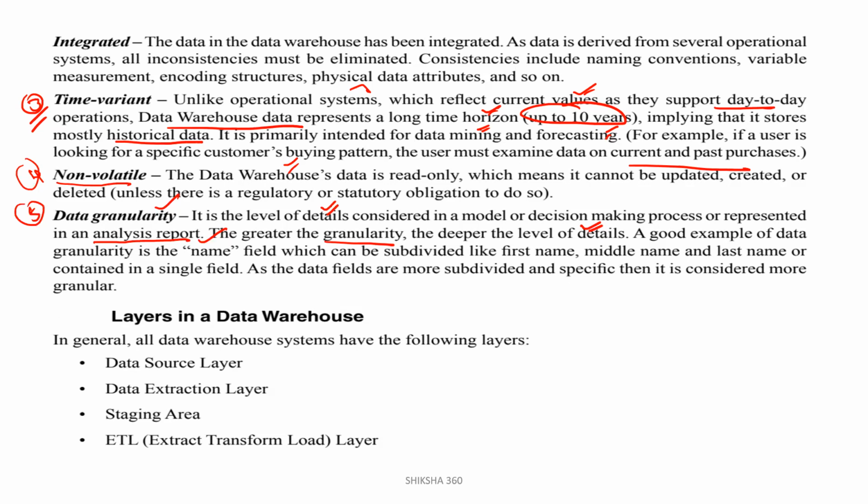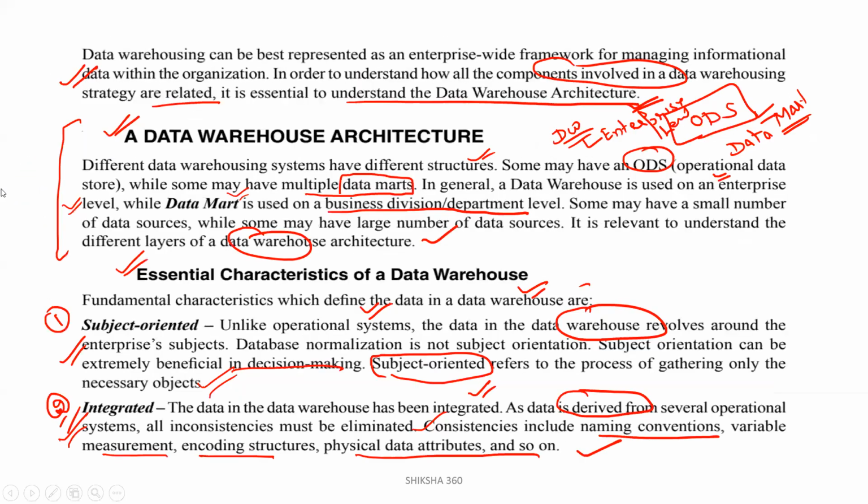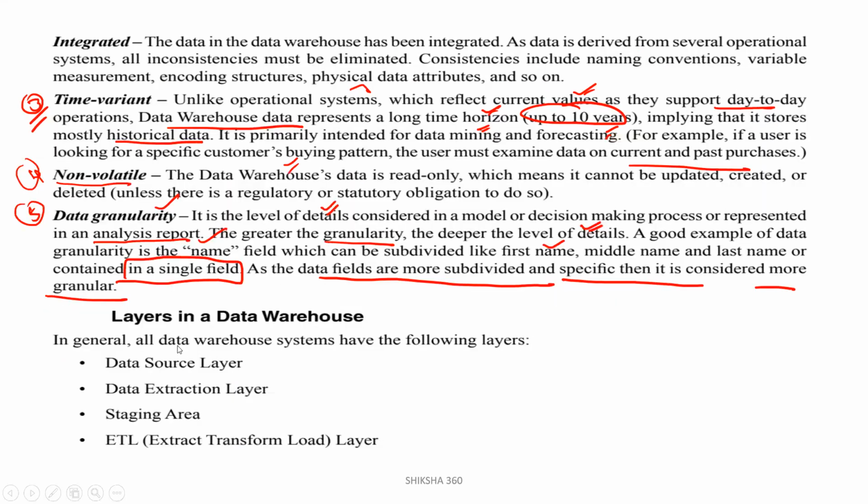A good example of data granularity is the name field, which can be subdivided into first name, middle name, and last name, or contained in a single field. As the data fields are more subdivided and specific, then it is considered more granular. So these are the essential characteristics: subject oriented, integrated, time variant, non-volatile, data granularity.